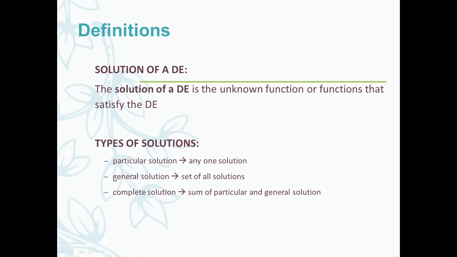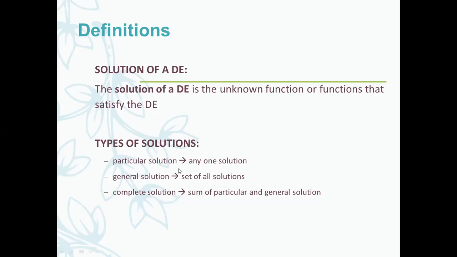Whenever you see a C in the solution, your differential equation solution is either general or complete. A particular solution, on the other hand, has only specific constants in it, so it does not contain any C. A particular solution should not contain any C. That is how they are defined in the context of solutions of differential equations. Any one solution can be a particular solution.